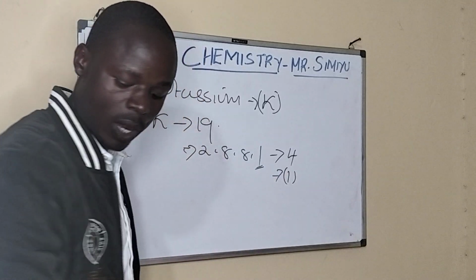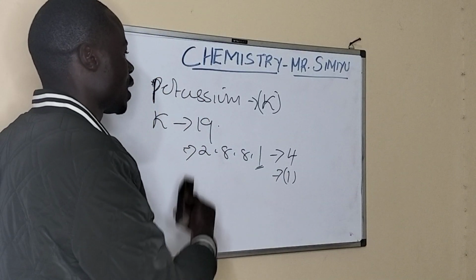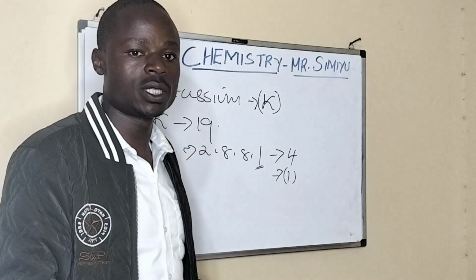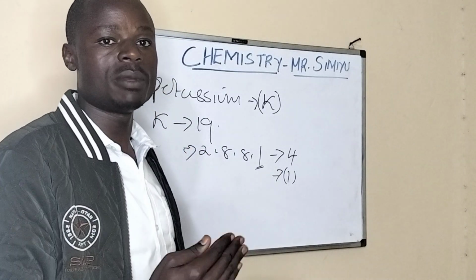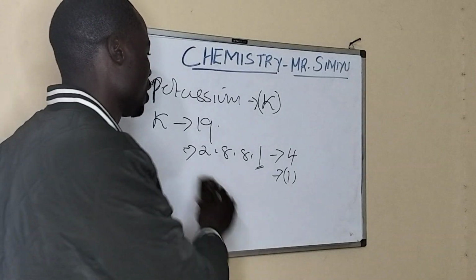So you can be able to assign those elements according to the groups and the period, as long as, number 1, you have been given the atomic number, or number 2, you have been given the electron configuration of the element.